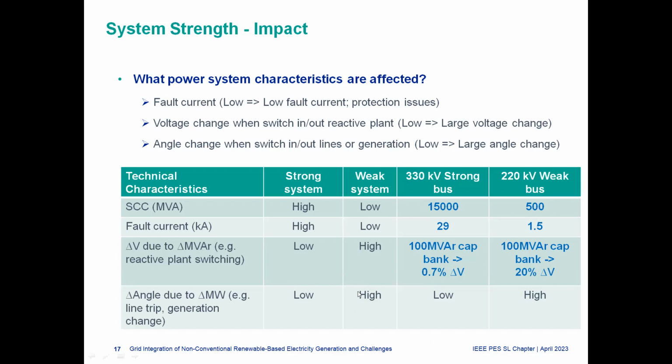It's the same with the angle change. If you have a system disturbance, say a line tripping, you will see that at strong points the voltage angle change is minimal. But if you move away from the network, you can just do a load flow study and check this. If you open a line, you will see that further away in the network the angle change will be much larger. So that could cause problems for the connecting generators to maintain stable operation.